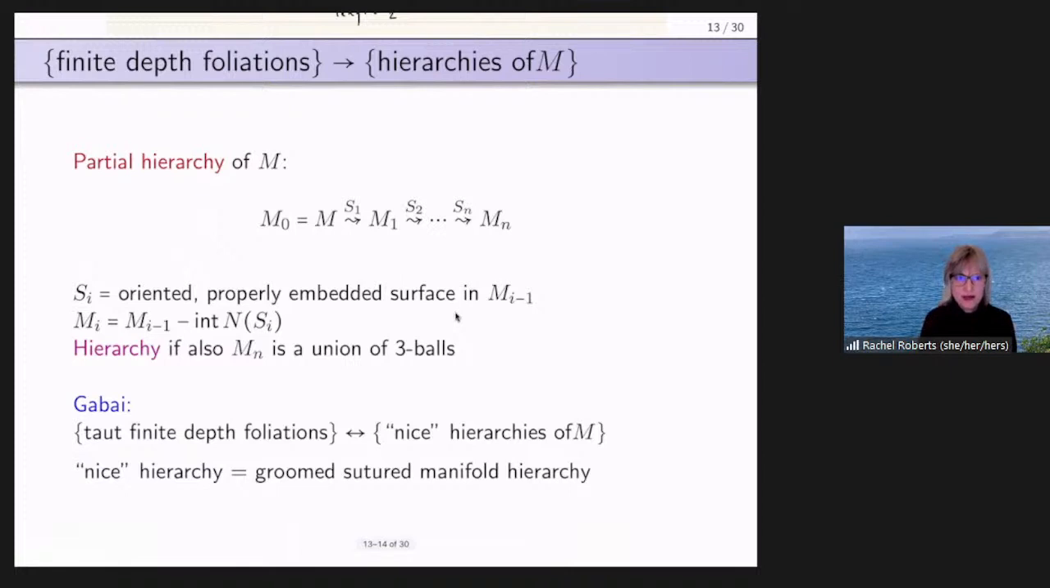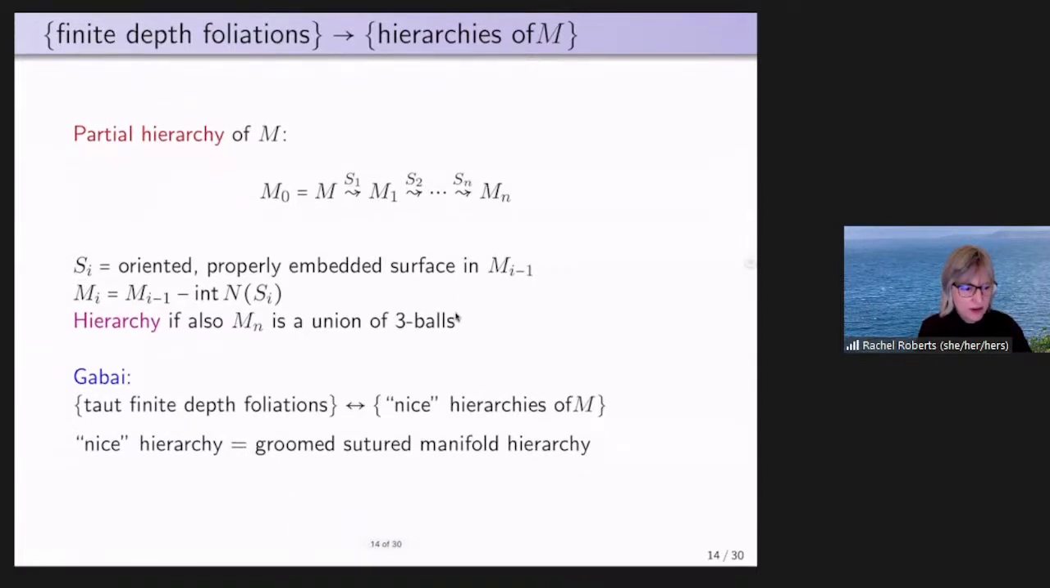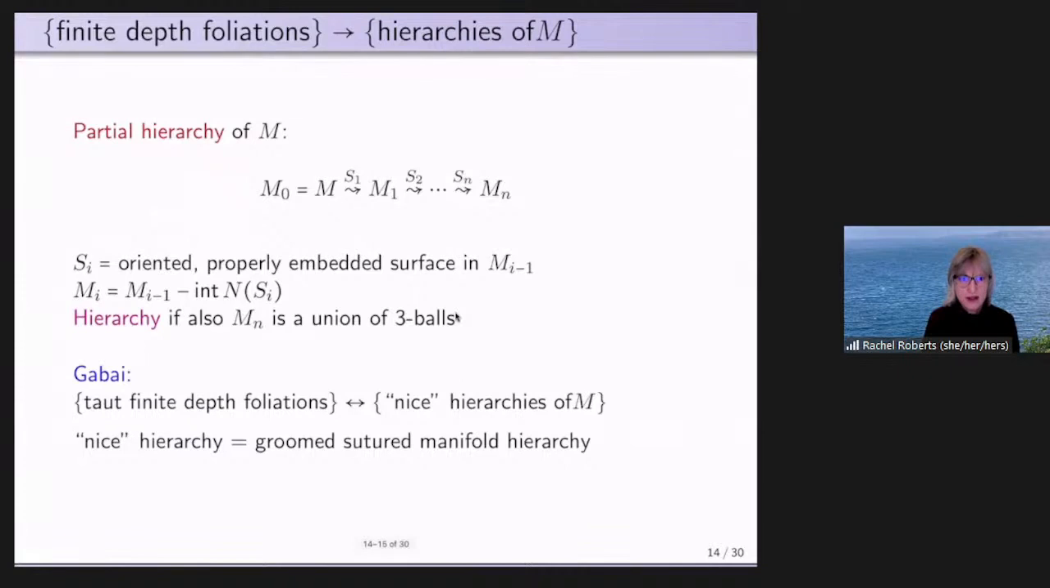So let's first remind ourselves, let's go back to some classical topology. If I have a 3-manifold, I can think about cutting it open along properly embedded surfaces. If I insist that my surface be oriented, I have what's called a partial hierarchy of M. So you start with M0, then remove the neighborhood of S1, look at what you have left over, remove a small open neighborhood of S2, look at what you have left over, etc. And it's called a hierarchy if at the end your Mn is just a union of three balls.